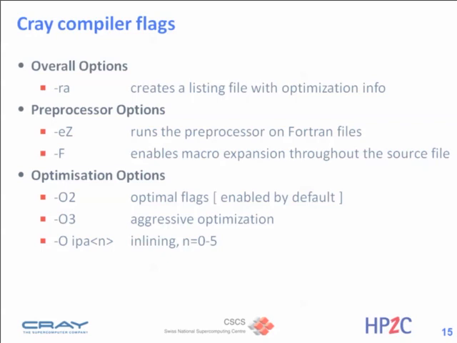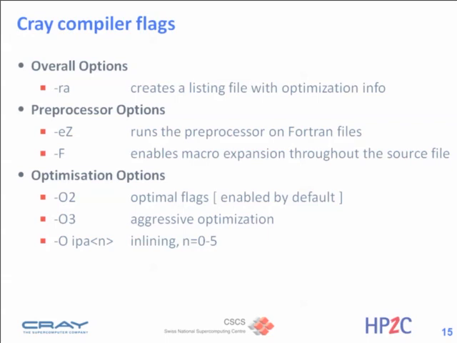-ra is the option that creates a listing with a lot of optimization information. And also that loop mark feature that Neil was referring to before. So every do loop is marked, and you have on the right side information about the kind of optimization performed on the do loop, whether it has been vectorized or unrolled or whatever. And in the listing, you get also information about what's going on and about the quality of the compilation process. Then you have some preprocessor options.